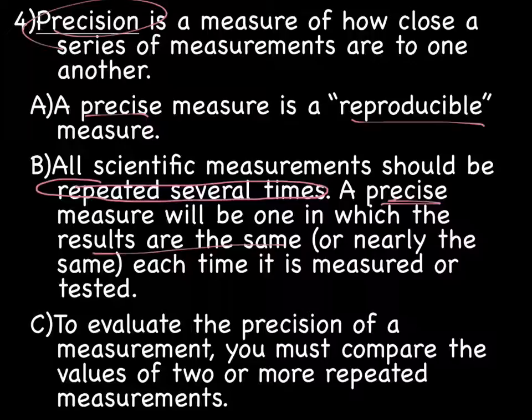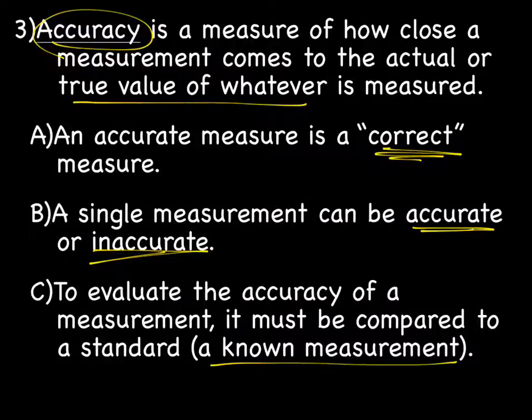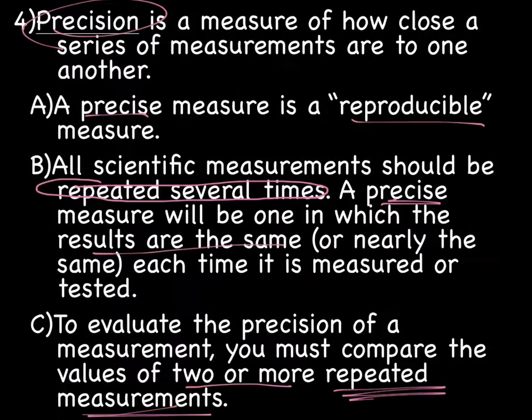To evaluate the precision of a measurement, you must compare values of 2 or more repeated measurements, okay, which is very different than accuracy. You can have an accurate measurement, meaning being very close to the actual measurement, with only a single measurement.